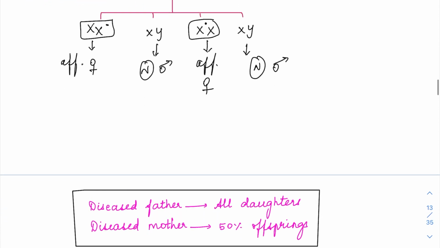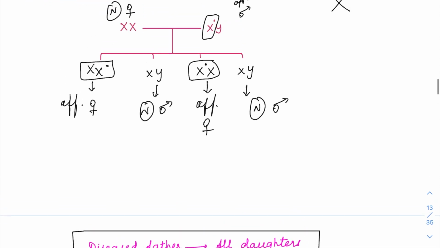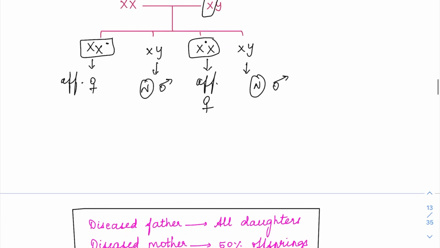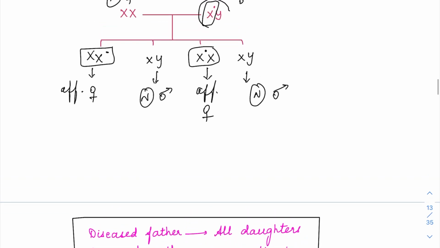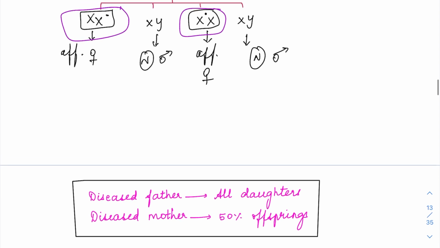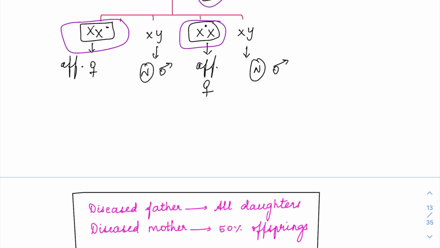So what is the pedigree here? It means that the diseased father is going to transmit to all his daughters. This is the diseased father here who has transmitted the disease to all his daughters, but he had spared his males. His sons he had spared, but he has transmitted the disease to all his daughters. Suppose this diseased female is going to be marrying another normal male.